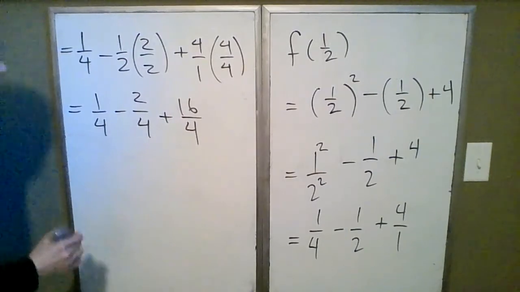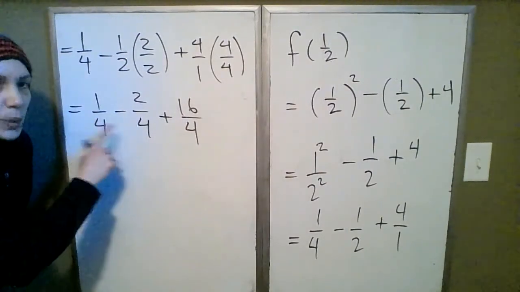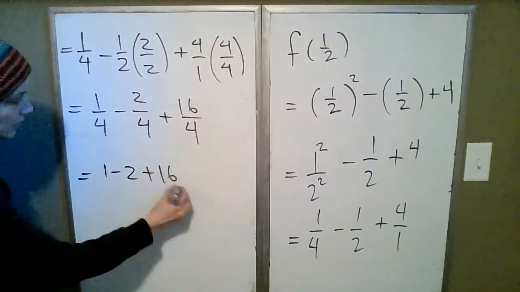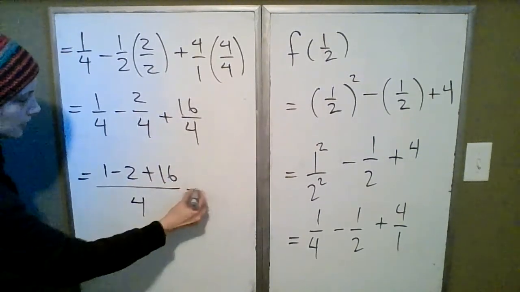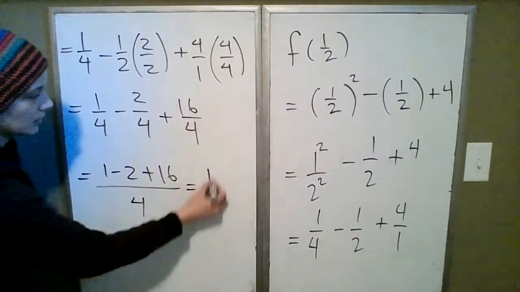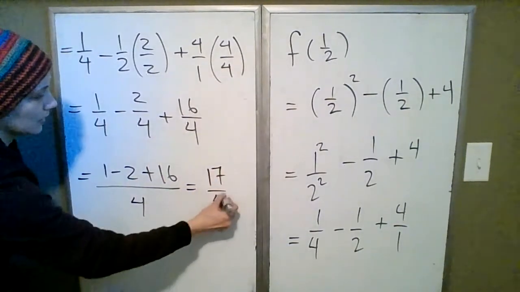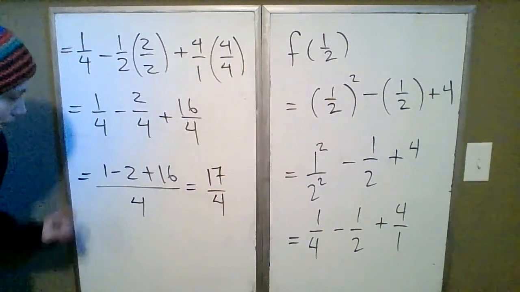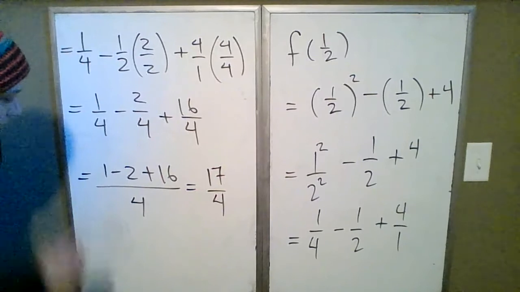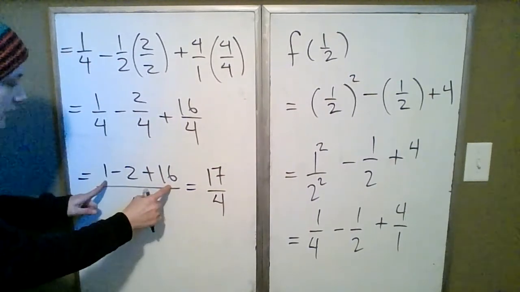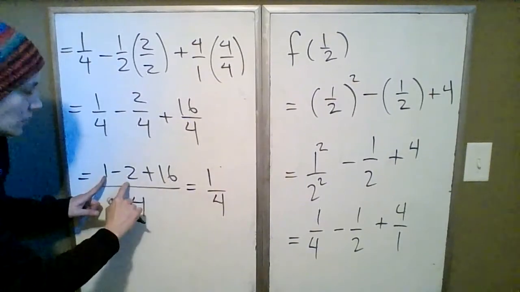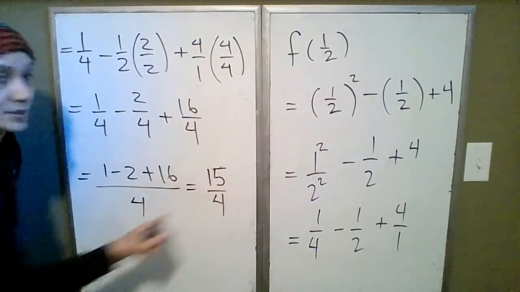So 1 minus 2 plus 16. 16, 17, 18, and then subtract 1. 17 fourths. Let's see. 16, 17, oops. That's 17 minus 2. Okay, 15.